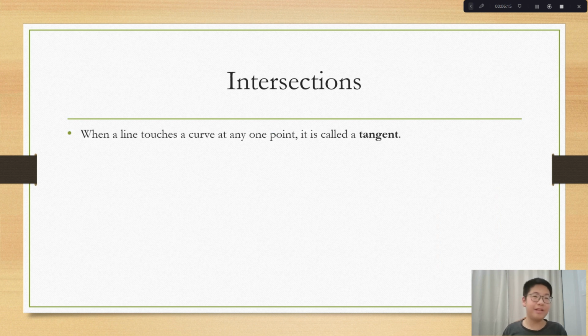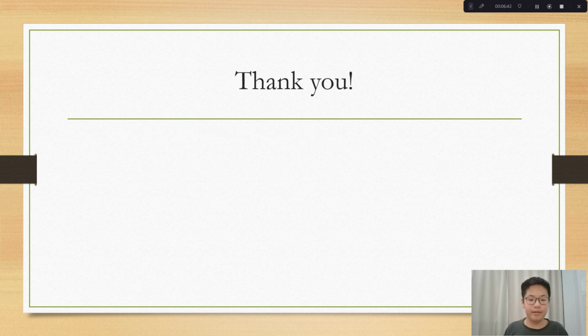Intersections time. When a line touches a curve at any one point, it is called a tangent. Well, let me give you another joke. Why was the coordinate geometry teacher hated by his students? Because he often went on a tangent! I hope you had enough jokes for one video, but this is going to get more corny. Sorry, wrong side.